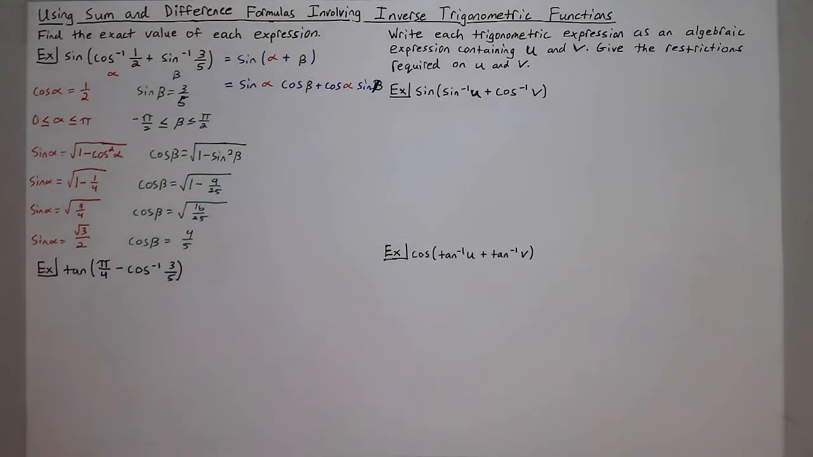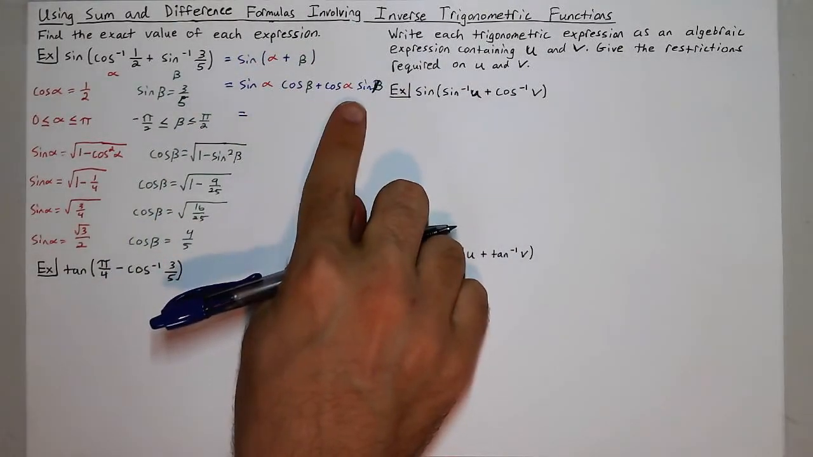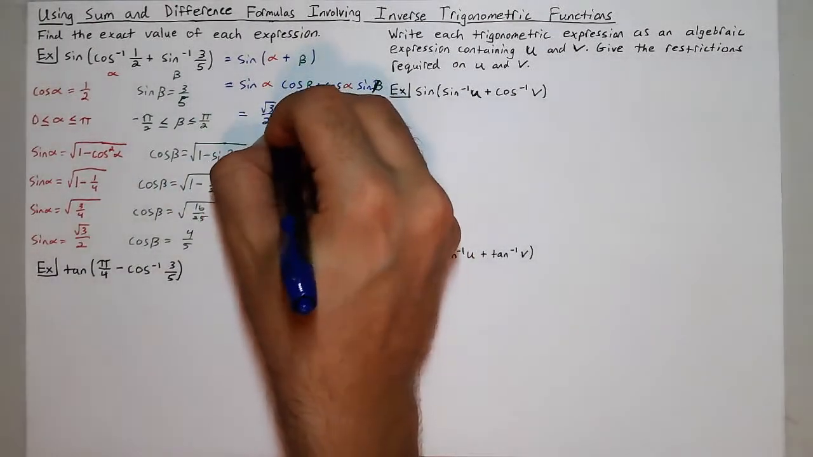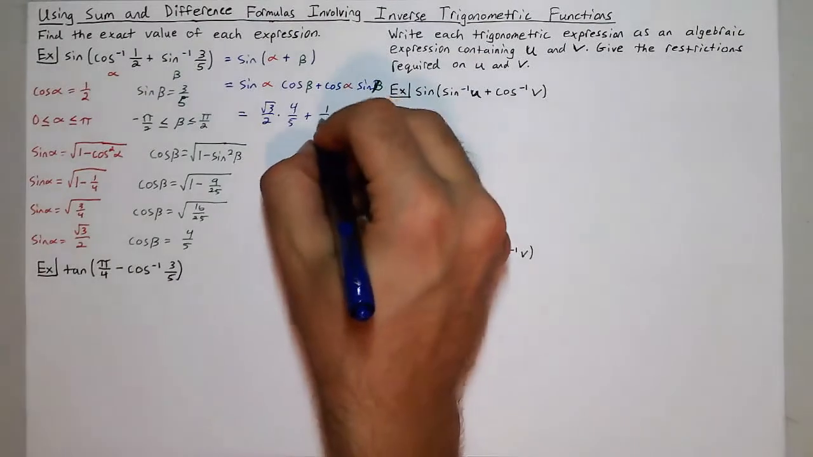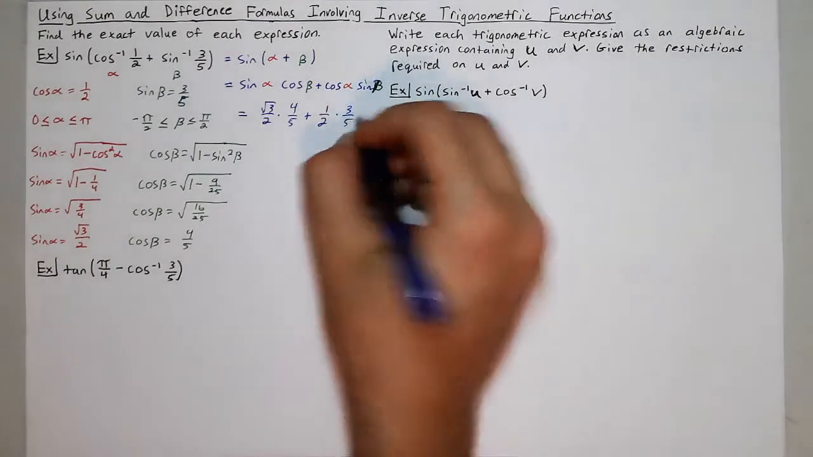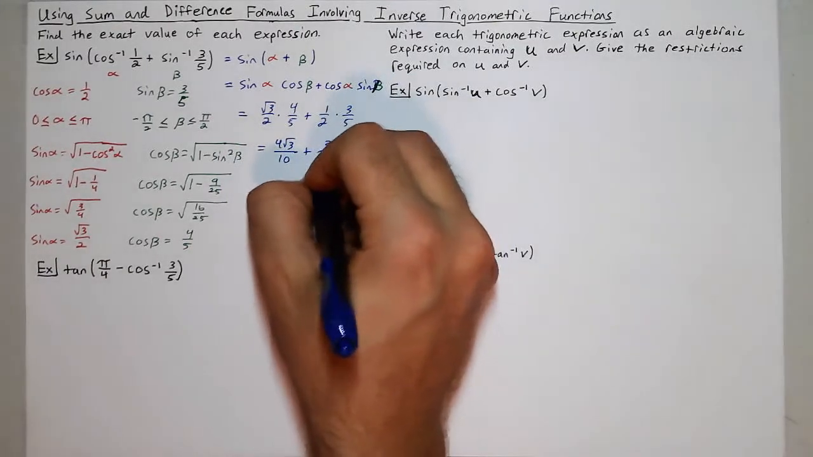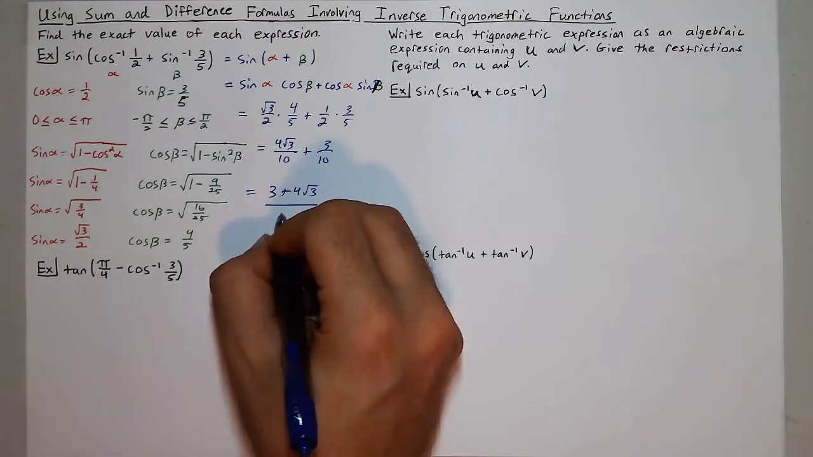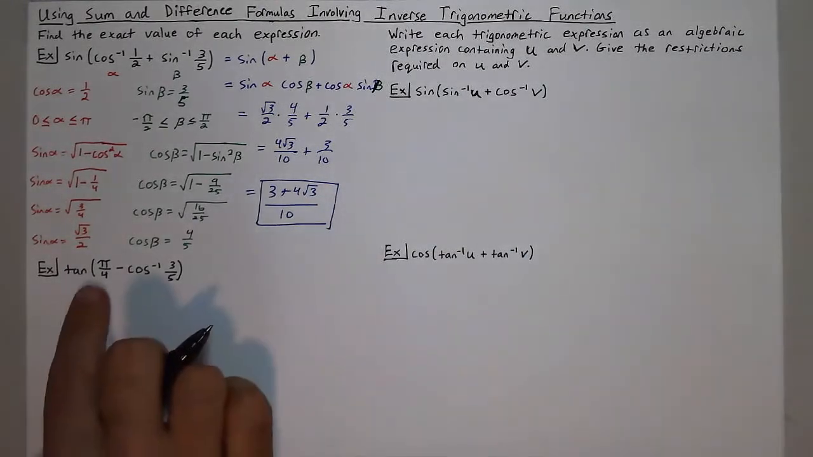Now, using all of this information, I can plug it into this formula I've already set up. Sine of alpha is equal to the square root of 3 over 2. Cosine of beta is equal to 4/5, plus cosine of alpha, which is 1/2, times sine of beta, which is 3/5, giving me 4 square roots of 3 over 10 plus 3 over 10, which I can combine to be 3 plus 4 square roots of 3 all over 10. That wasn't so bad. So let's try it again for tangent over here.